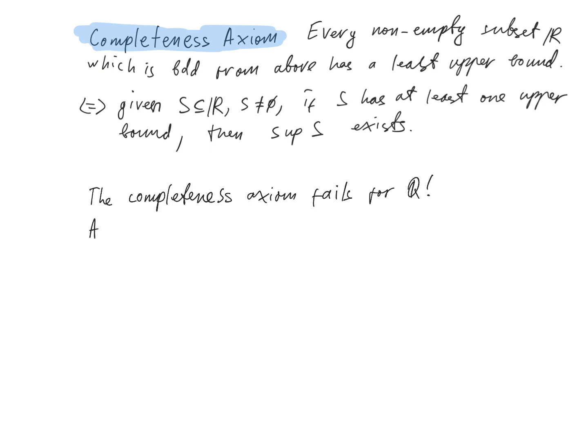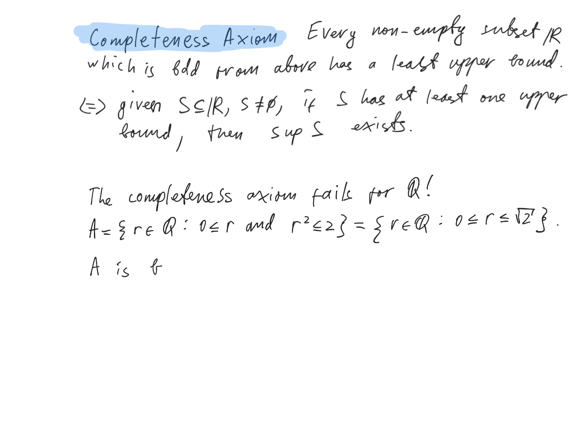Let's consider the set A consisting of all the rational numbers r, such that 0 is less or equal than r and r squared is less or equal than 2. Equivalently, the set can be described as the set of all rational numbers r, such that 0 is less or equal than r is less or equal than the square root of 2. Note that the set A is bounded from above. So for example, the rational number 3/2 is an upper bound.